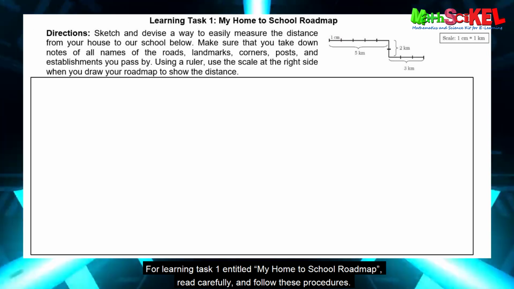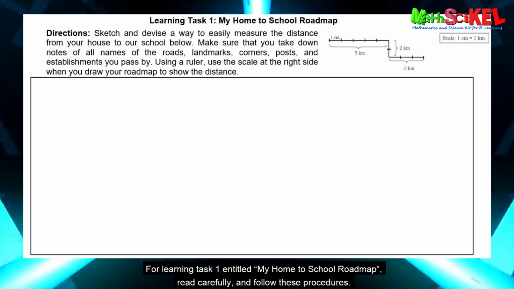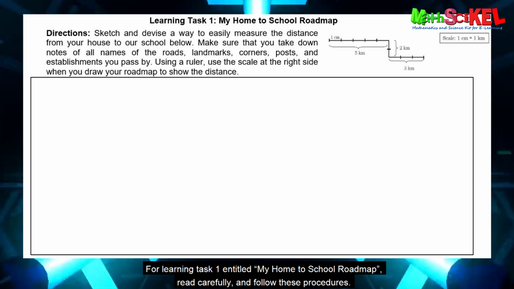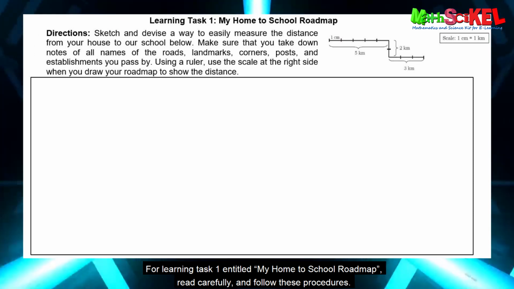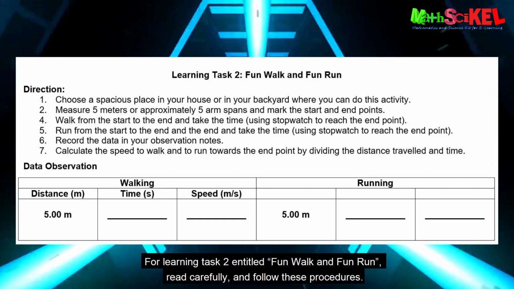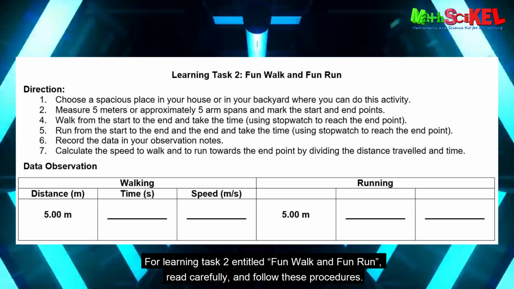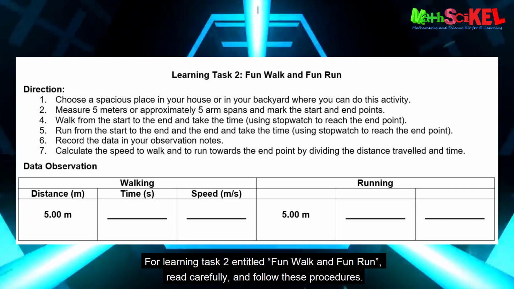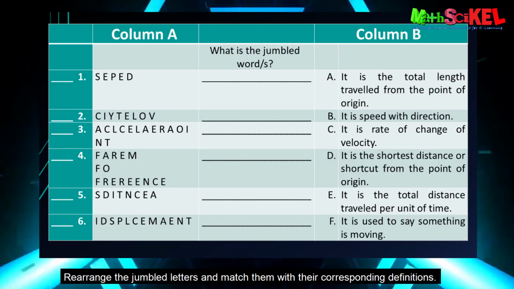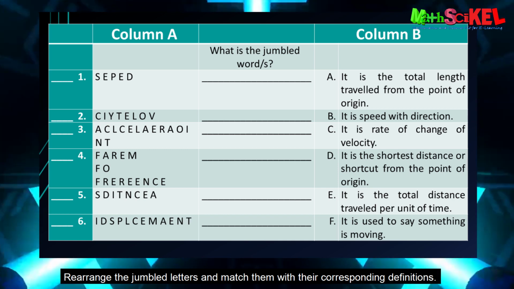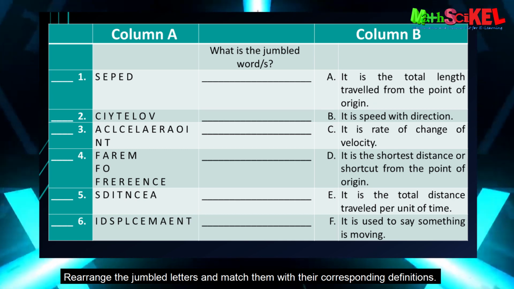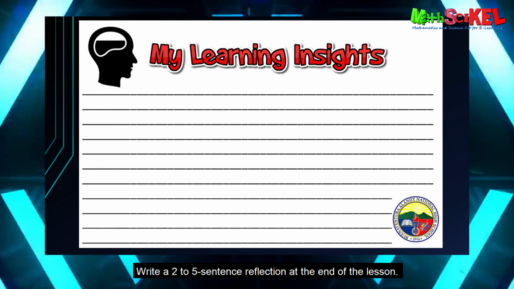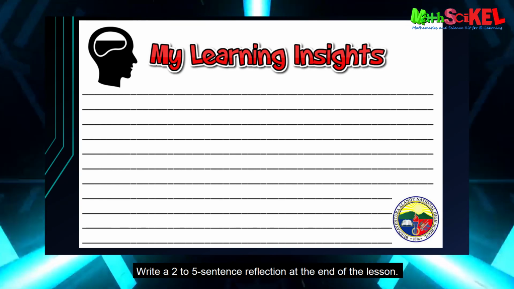We have learning task 1 entitled My Home to School Roadmap. Read carefully and follow these procedures. We have learning task 2 entitled Fun Walk. Read carefully and follow these procedures. Rearrange the jumbled letters and match them with their corresponding definitions. Write a 2 to 5 sentence reflection at the end of the lesson.